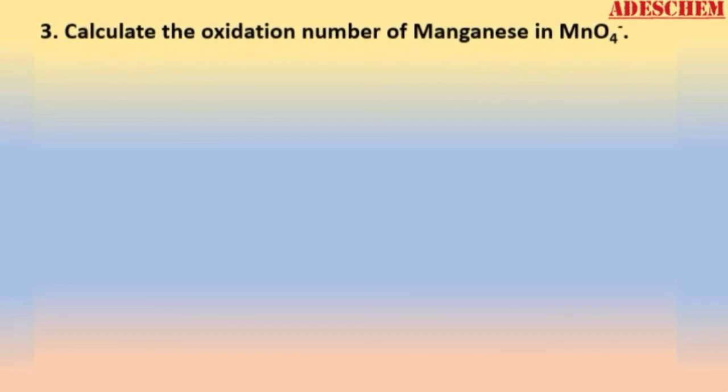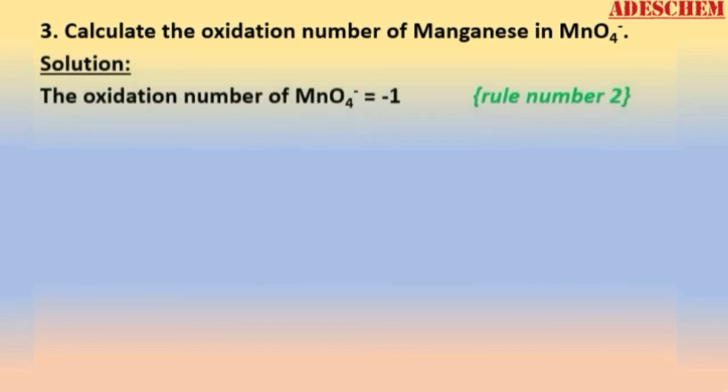We are asked here to calculate the oxidation number of manganese in MnO4 minus. Now this one is not a free element, it's not a compound, it is an ion. And we said, according to rule number 2, that the oxidation number of an ion is going to be the sign and the size of the ion. Hence it's going to be minus 1 because we have 1 negative charge here. Now how many atoms of manganese do we have? 1. How many atoms of oxygen do we have? 4.